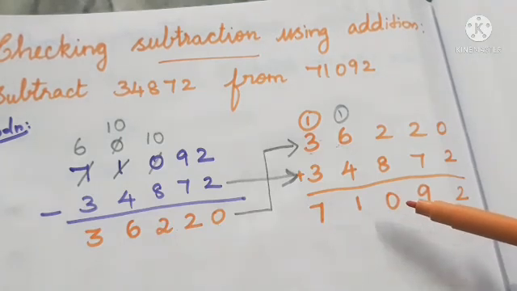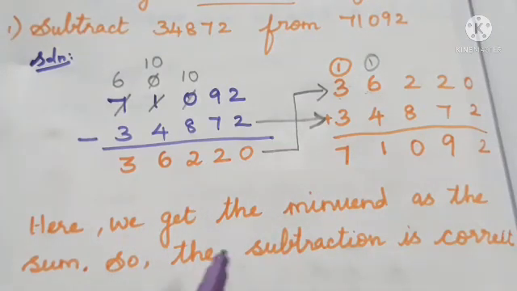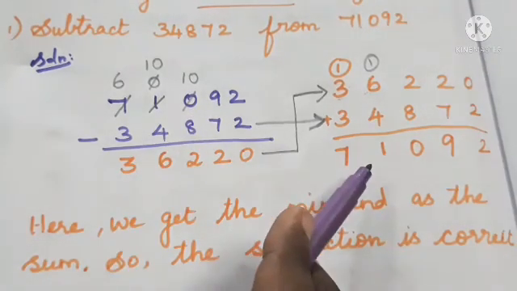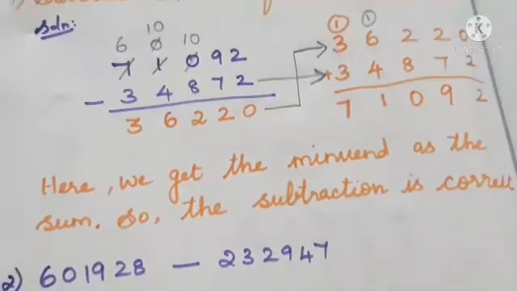Okay, so we can write it here. We get the minuend as the sum. So the subtraction is correct. Okay, ma. So here we got what, ma? The minuend, no, as the sum. Okay, so the subtraction is correct. Okay, I understood. Look at the next question, ma.